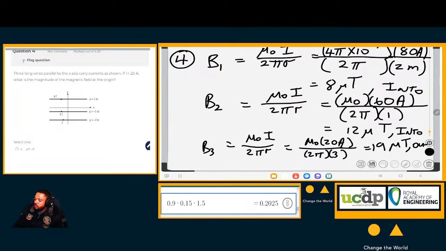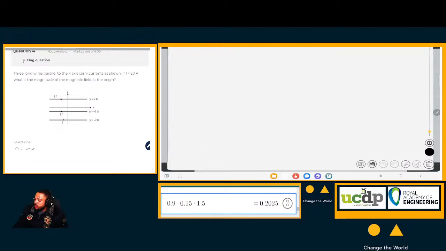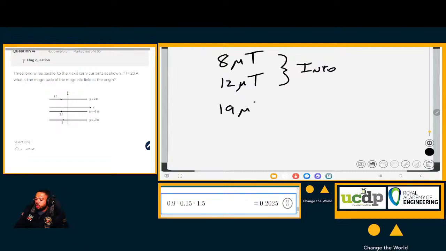Okay, so let's rewrite it quickly. It's 8, 12, and 19. 8 microtesla, 12 microtesla, and these are both into the point at the origin, into the page, and then we have 19 microtesla out of the page. So these two are going into the page and this is coming out of the page.